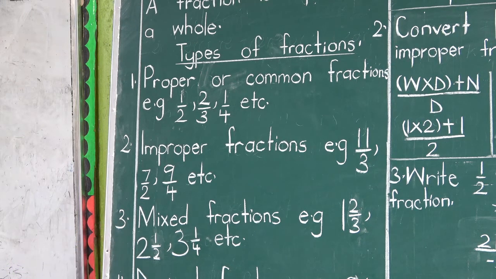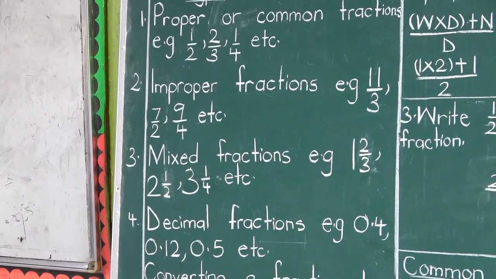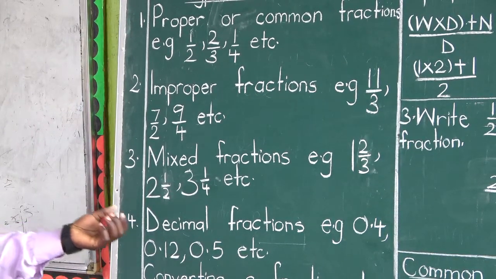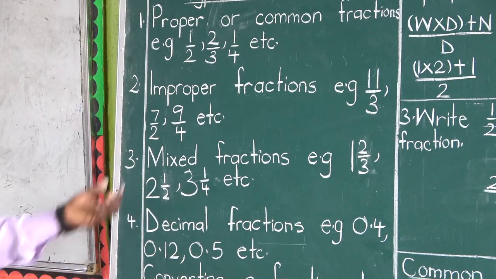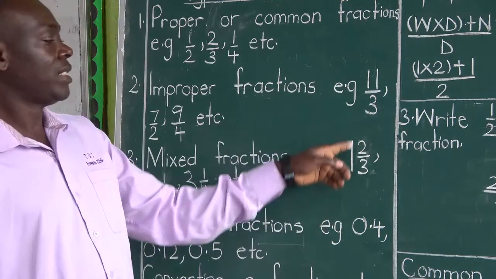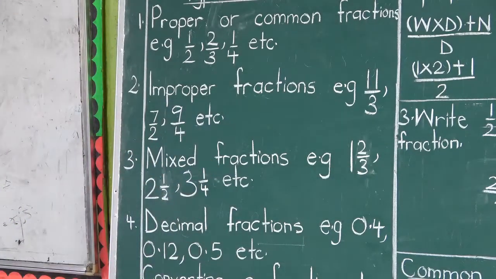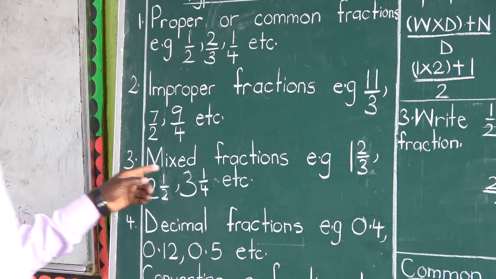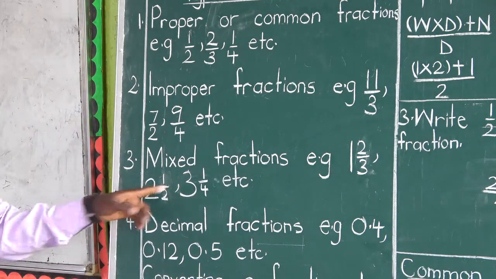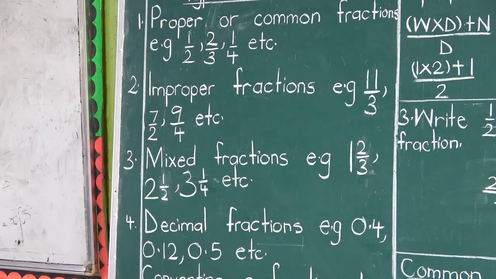Then the other type, mixed fractions. A mixed fraction has a combination of a whole number and a proper fraction. Like you see 1 and 2/3. This is a whole, this is a proper fraction. That combination makes a mixture which is termed a mixed fraction. 2 1/2, 3 1/4, 4 and 2/3, to mention but a few. Those are the ones called mixed fractions.